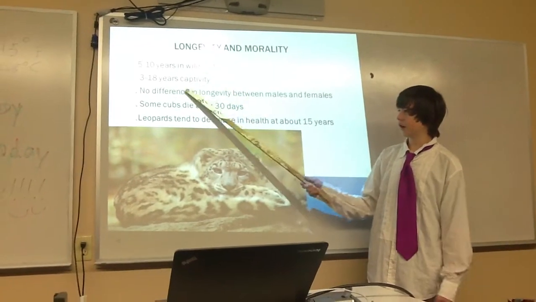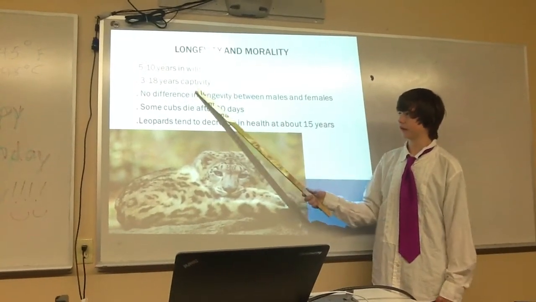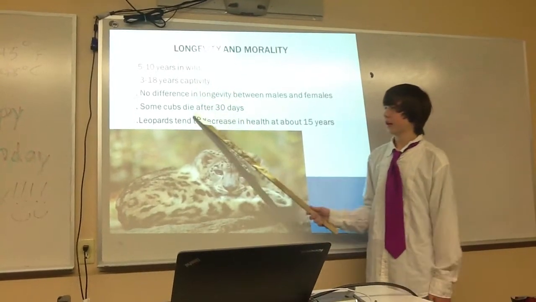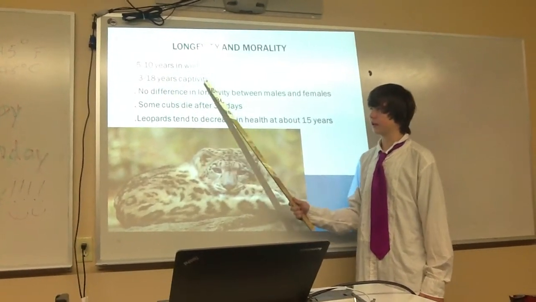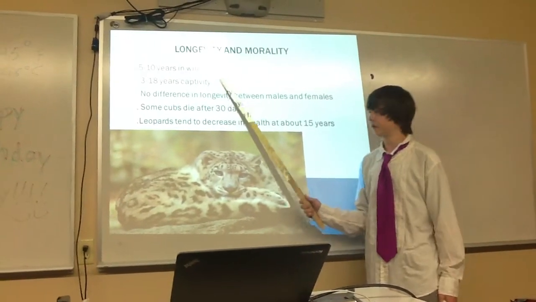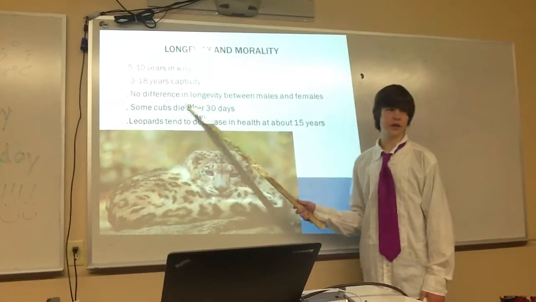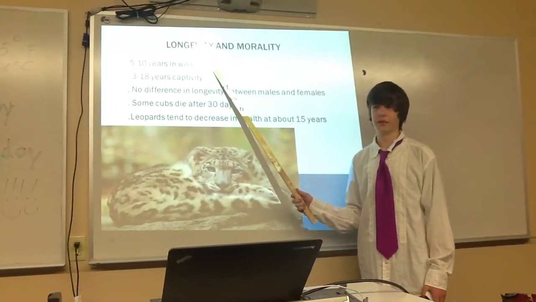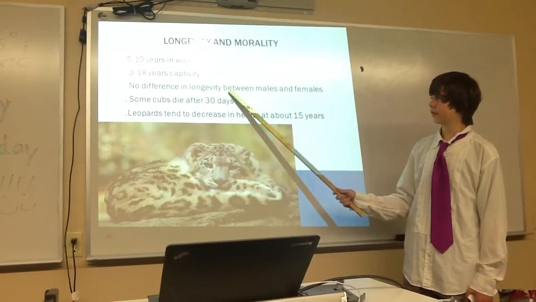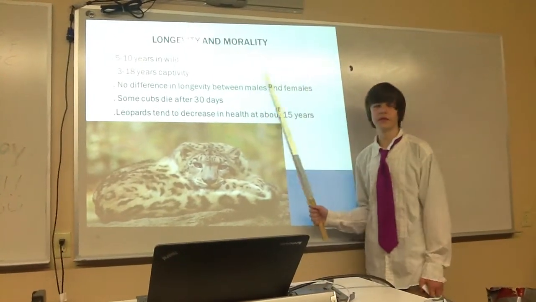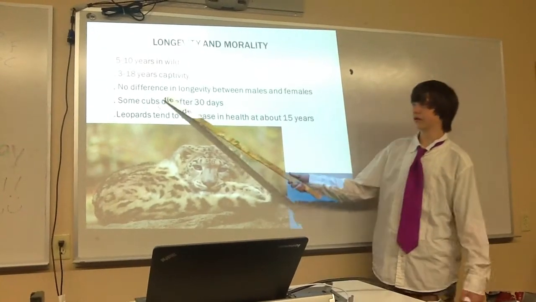5 to 10 years in the wild is their age expectancy. Cubs sometimes die after 30 days. They've been known to live from 3 years to 18 years in captivity, which is very interesting. They usually have 2 to 3 cubs, but in captivity they have been known to have up to like 7. And there's no difference in longevity between males and females. They both live the same amount of time, and they both are in similar condition.